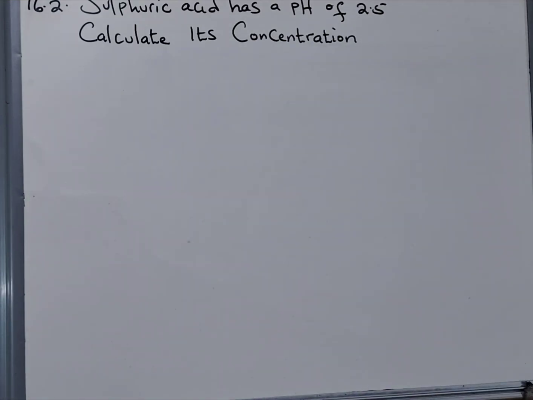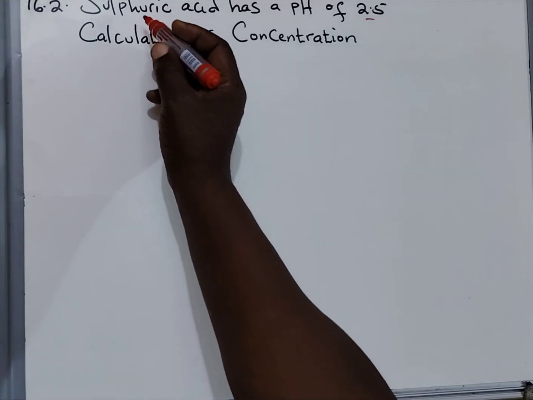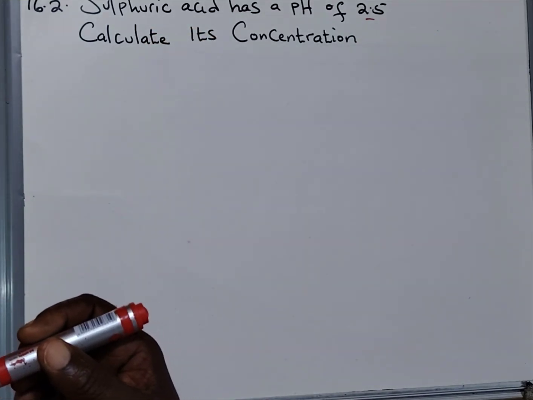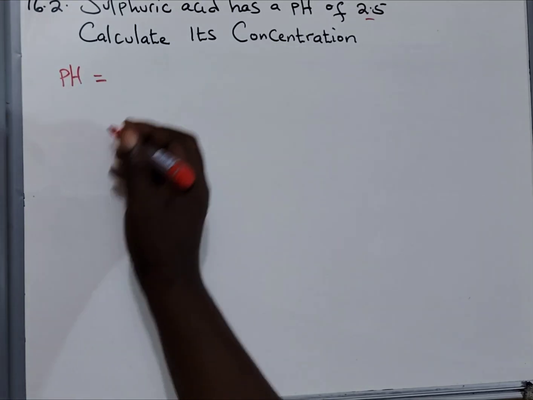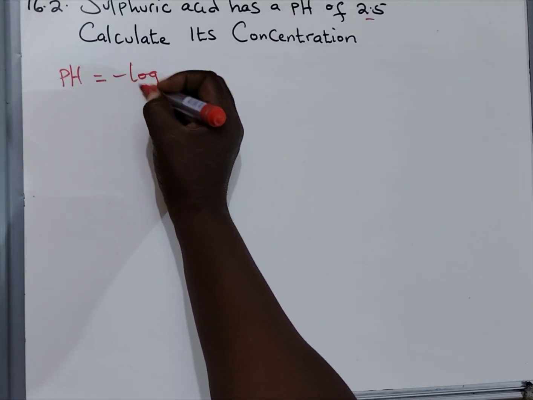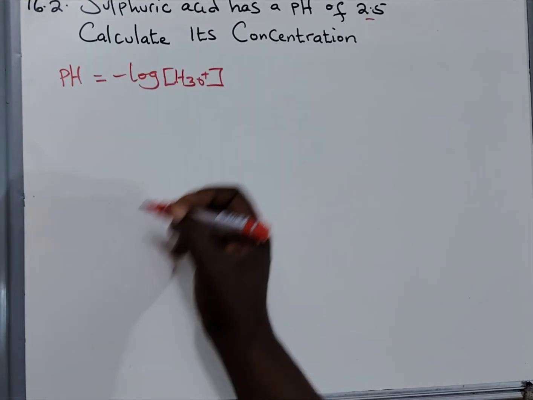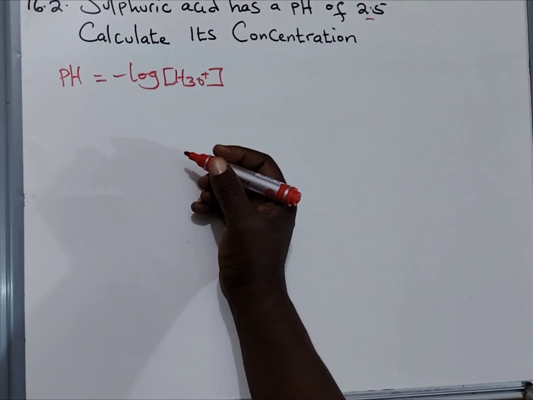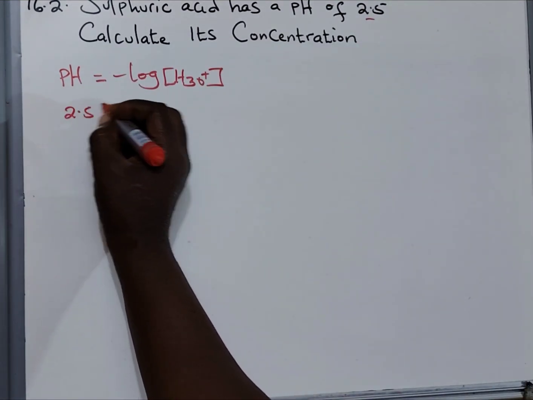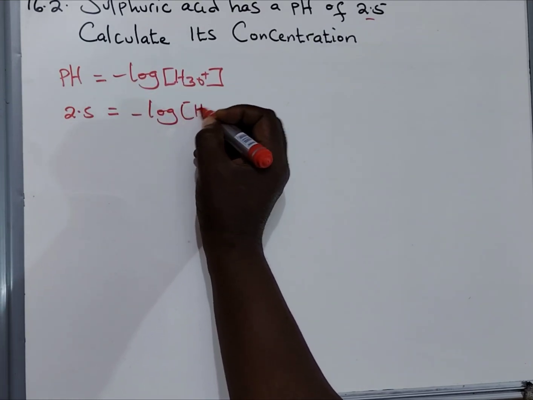Okay, this is what you have to know. We know the pH and the sulfuric acid, and we know the expression for pH. What is it? pH is equal to negative log hydronium ion concentration. Next is to substitute. So our pH is known, is 2.5, and this is equal to negative log hydronium ion concentration.